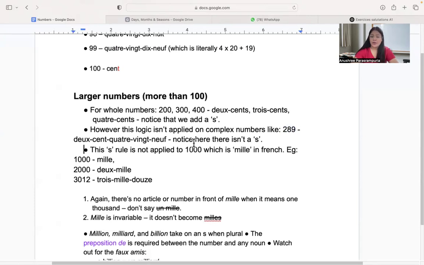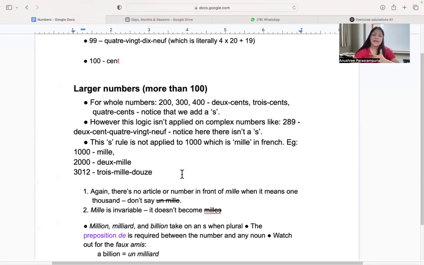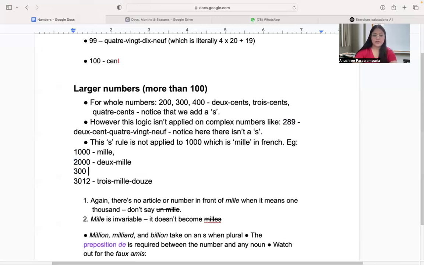However, when I want to say 1000, this S rule is not applied to 1000. 1000 in French is called mille. But if I say 2000 in French, it will be deux mille. Let's see what will be 3000 then in French. Any idea? What is 3? Trois. And 1000 is mille. So trois mille. Again, no S is put here.